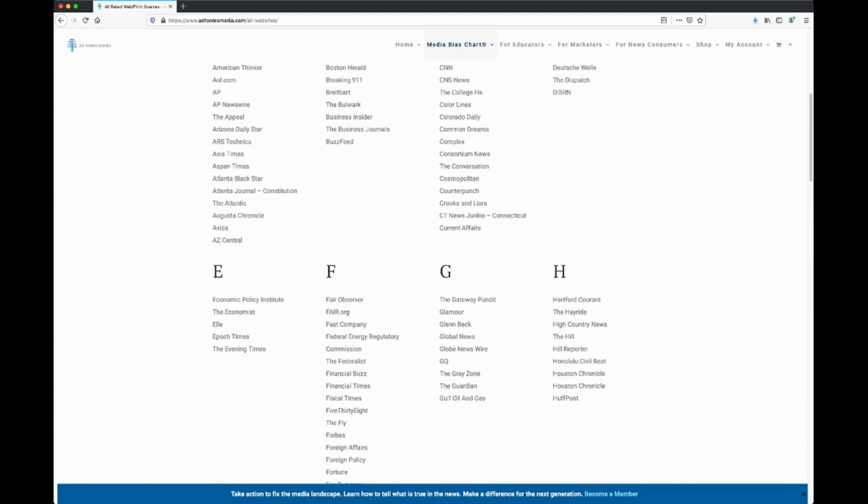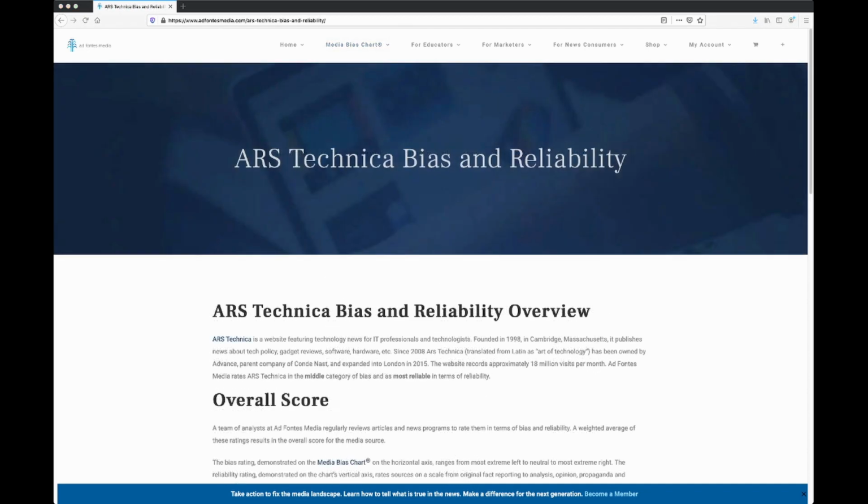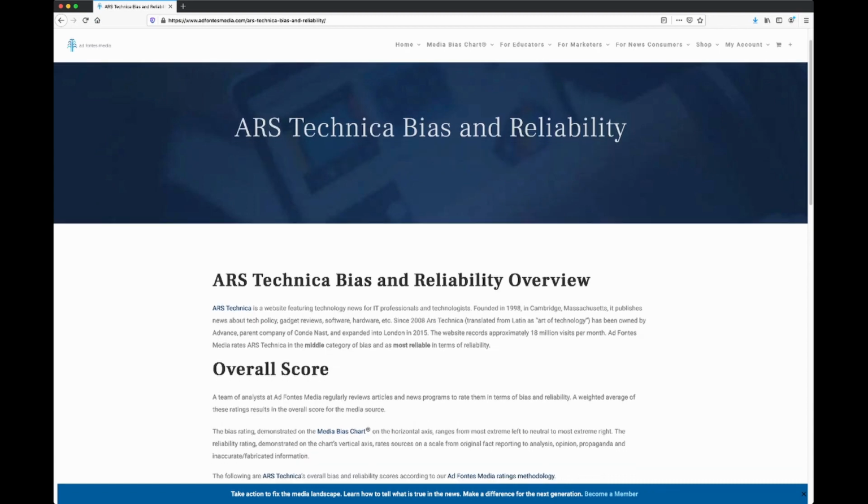So what you could do is Google the Baltimore Sun and Ad Fontes, and you'd be able to see on their chart how reliable and biased it is. Here's an example of Ars Technica, which is a blog I use for research sometimes at work. We can see the bias and reliability score here. Ad Fontes rates Ars Technica in the middle category of bias, so it's not particularly left or right, and it is most reliable in terms of reliability.